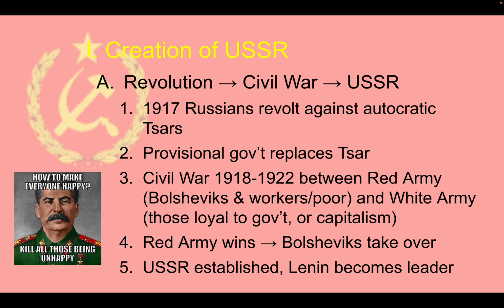Initially, we see a provisional government that is established. Provisional was meant to be temporary while they try to figure out what to do next. And before any major decisions can truly be made, a civil war breaks out. It's going to be fought between the Red Army and the White Army. The Red Army is largely the majority of Russians, as well as the Bolsheviks. Remember, we know that Bolsheviks means majority.